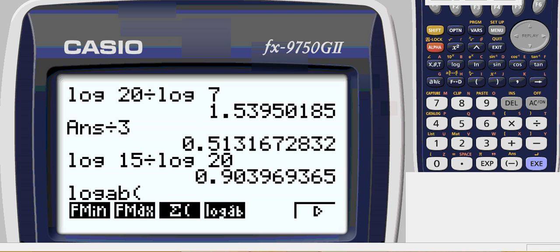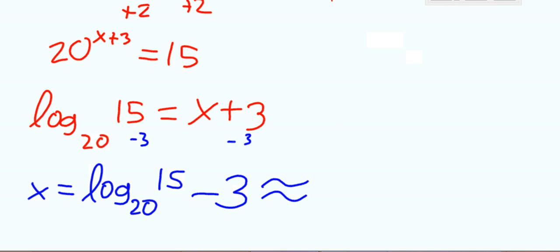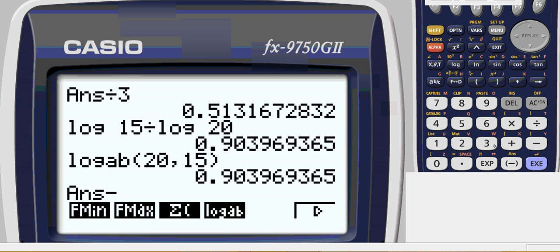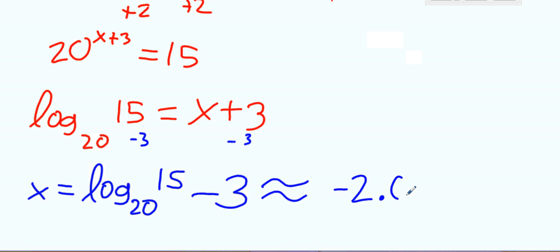Or you do log AB. The base is 20, so that goes first, comma 15. Same answer because it's the same thing. So that's our decimal for the log. Then we had to subtract 3 from that. Minus 3. Round it. We get negative 2.096. So there's our exact answer and the decimal.